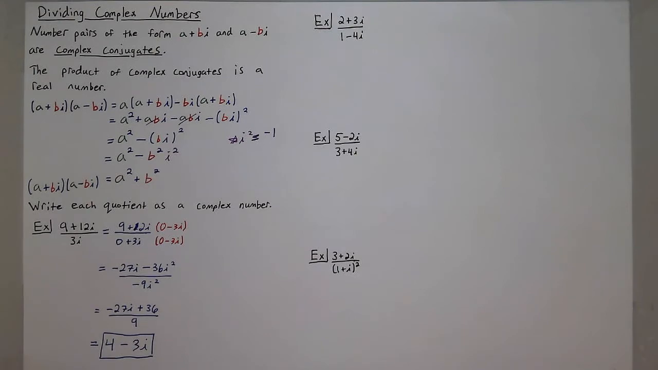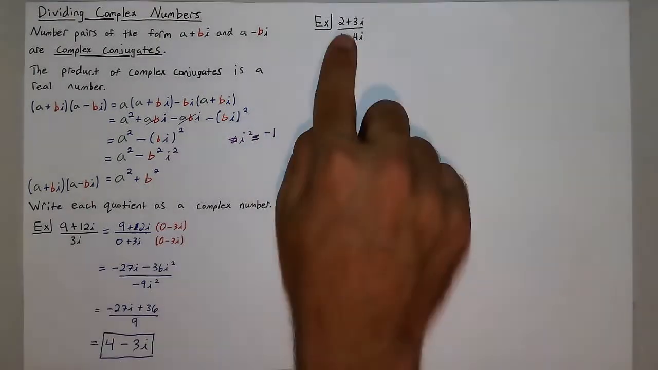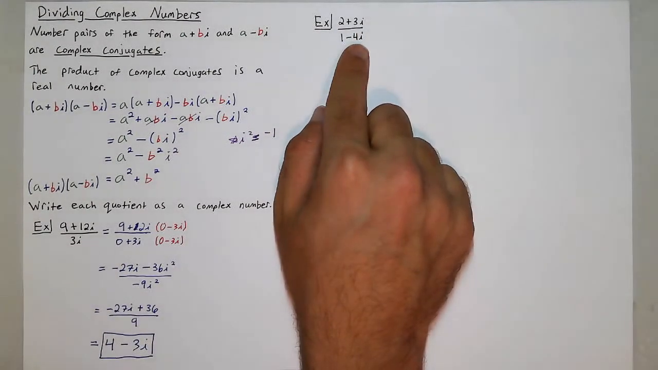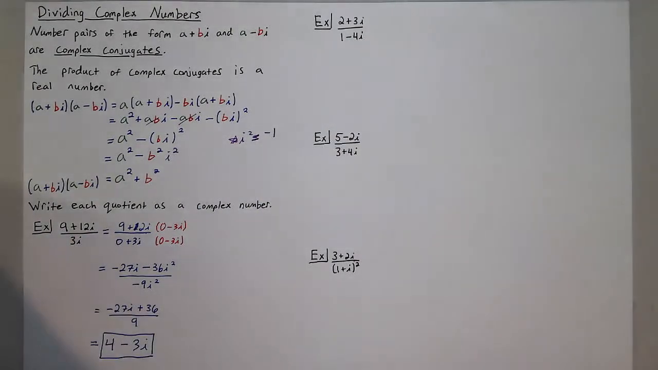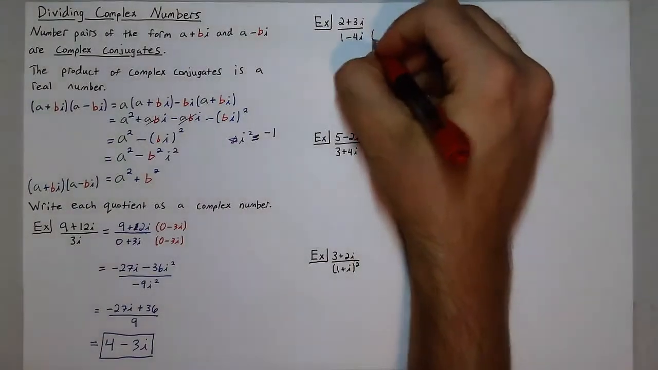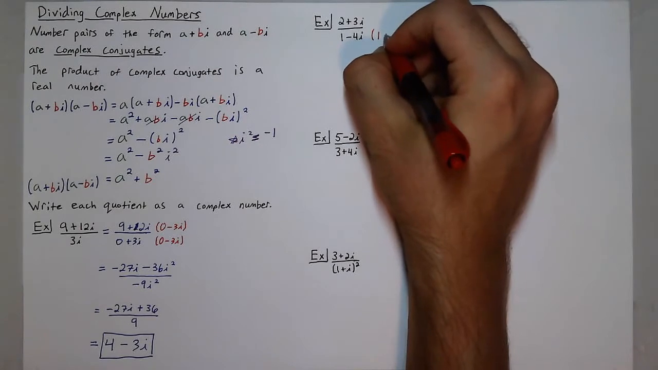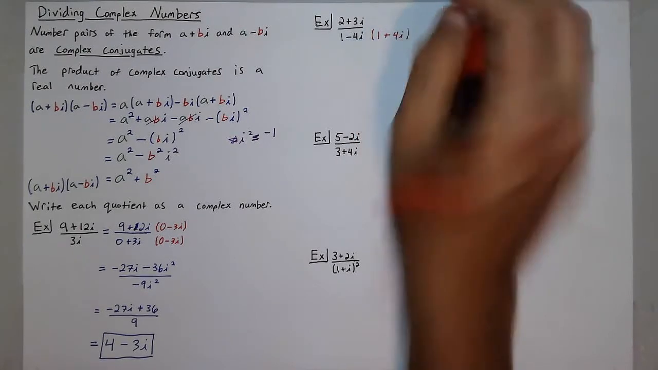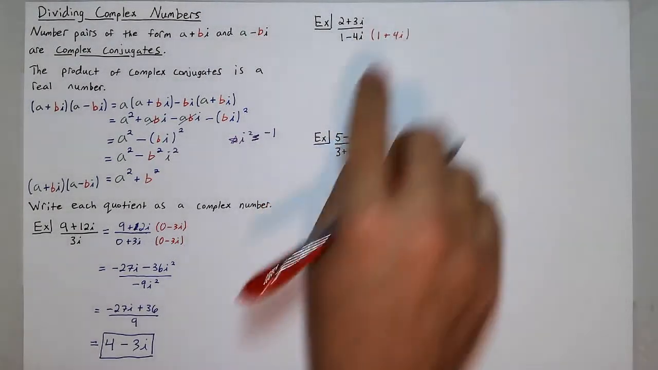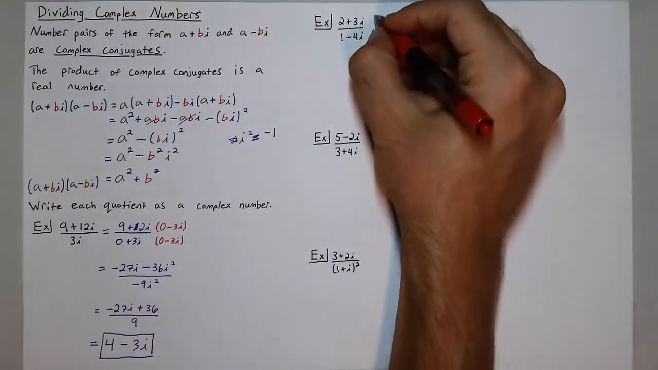Now let's see this in action again. So we have 2 plus 3i over 1 minus 4i. Now I'm going to multiply 1 minus 4i by its complex conjugate, 1 plus 4i. Just change that sign in between. But whatever you do to the bottom of a fraction, you need to do to your numerator as well.